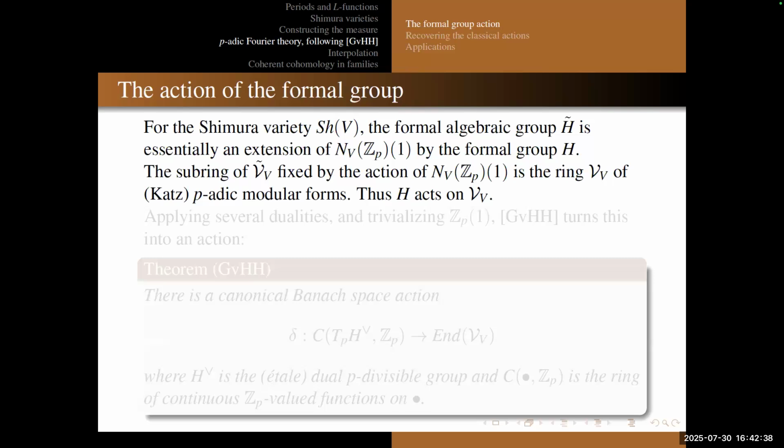So it's essentially an extension of N_v. N_v is the unipotent radical of the parabolic subgroup whose Levi component is this L_v. The subring fixed by the action of this, with one Tate twist of the r by s integral matrices, is the ring of Katz's p-adic modular forms. And so H acts on these Katz p-adic modular forms because it's central.